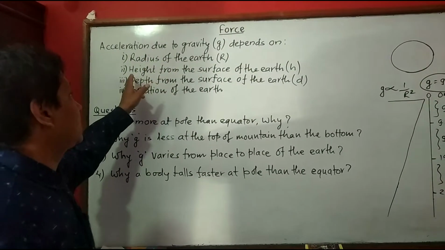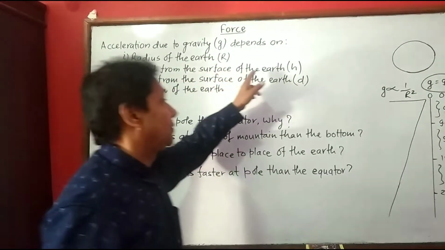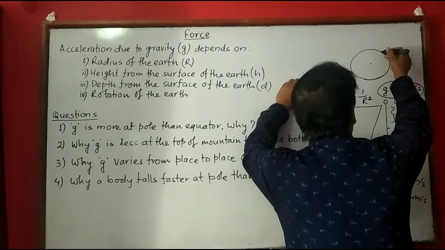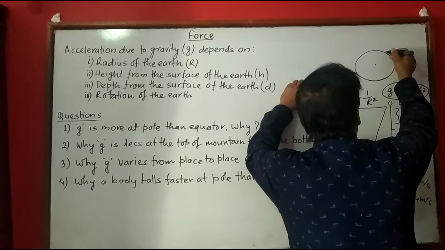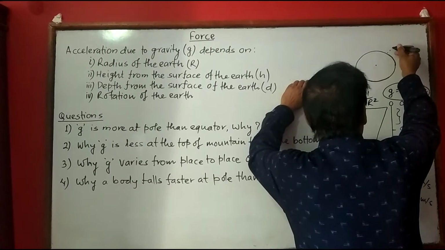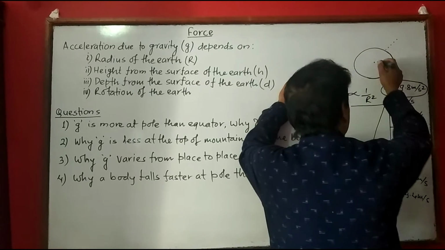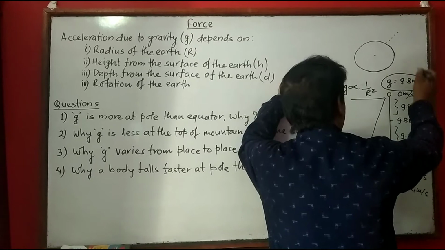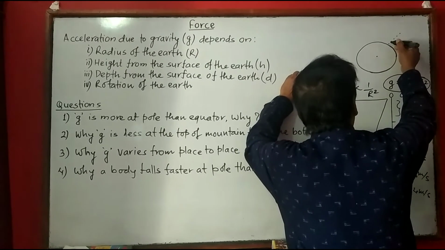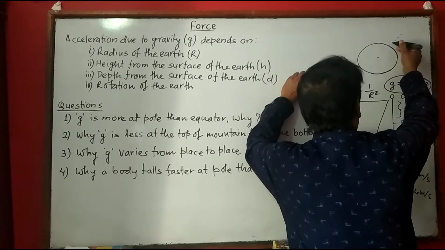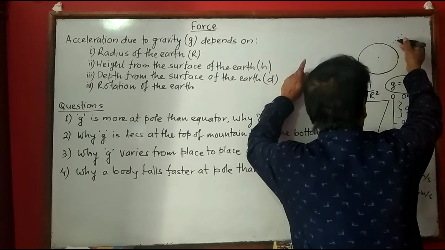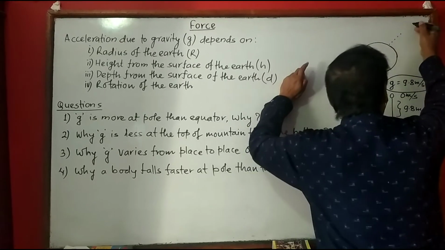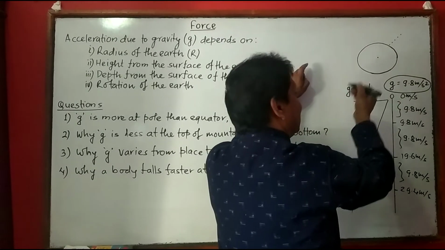Now, acceleration due to gravity is affected by height from the surface of the earth. Let's say this is the earth and this is the earth's surface. If we go to greater and greater heights, what is found? Acceleration due to gravity is highest on the surface, that is 9.8 meters per second square. But when we go to more height, it becomes less, maybe 9 and then 8 meters per second square, and 7, 6, 4. This way, when height increases, acceleration due to gravity decreases.